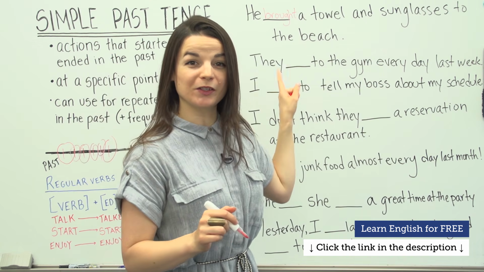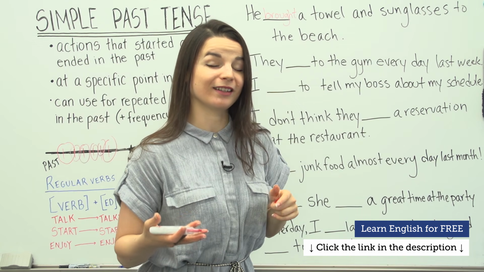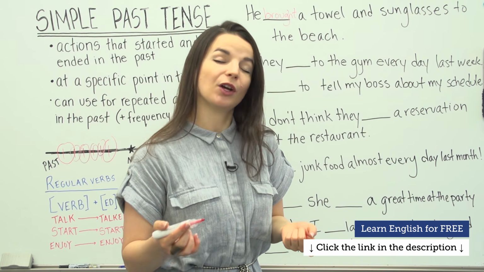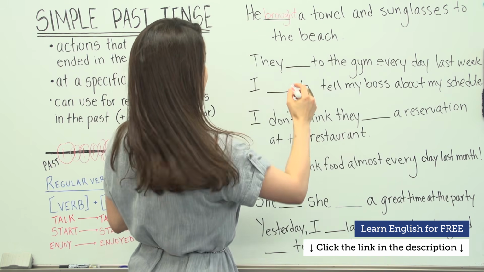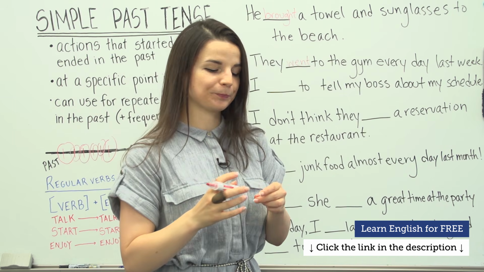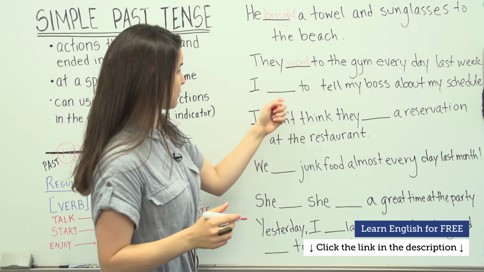So the verb that we want to use here is go, but go is an irregular verb, so we can't use goed, for example. Go changes to went in the past tense, so went is the correct answer for this sentence here. Okay. Let's try the next one.